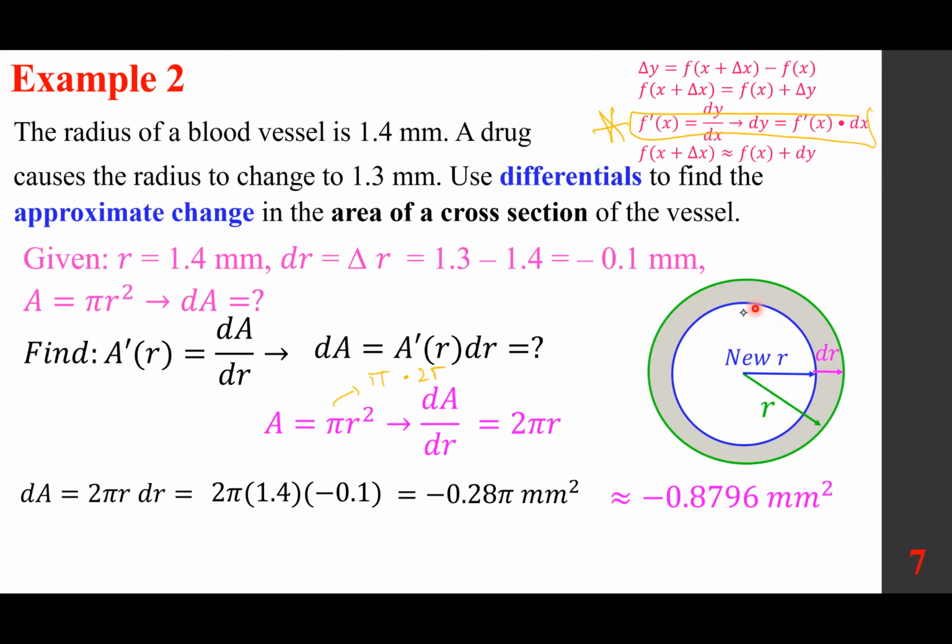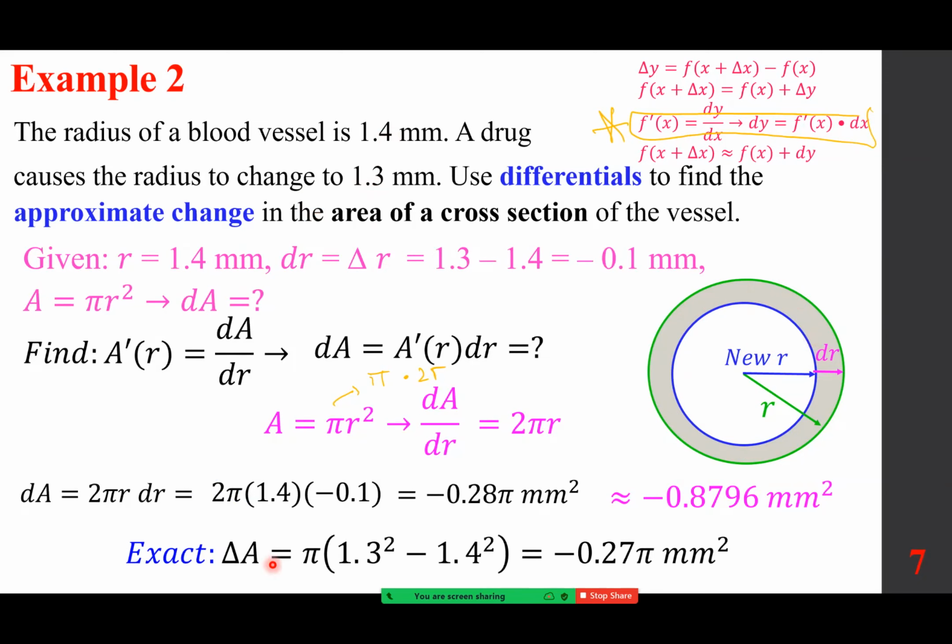In each case it is pi r squared. So pi times 1.3 squared is the area of the small one. Pi times 1.4 squared is the area of the large one. The shaded region is the difference between the two. Of course, the reason we negate that is because it's shrinking, it's getting smaller. I have factored that: pi times 1.3 squared minus 1.4 squared is this much. And take a look at this number, negative 0.27 pi millimeters squared, compared to this one. Very close. So we can find the exact answer.